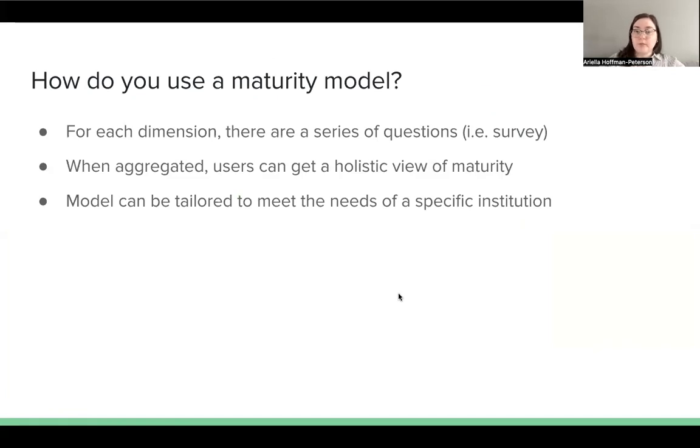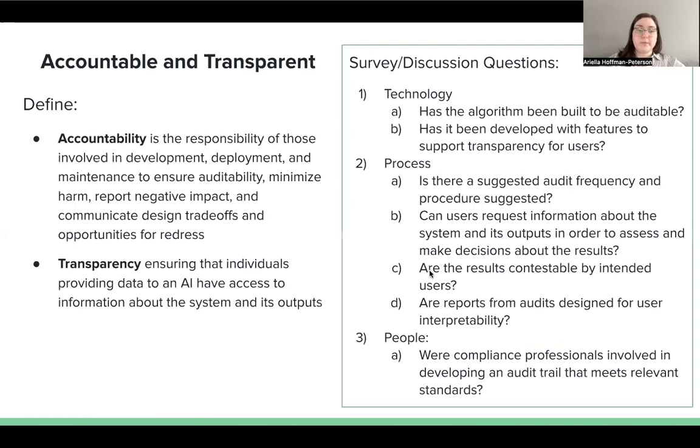How do you use a maturity model? Again, we created a set of survey questions to ask a team to think about whether this particular tool is meeting areas of maturity on the trustworthiness features we've just established. And when you look at this in aggregate, you can see a holistic view of maturity. And each model can be tailored in different ways to meet the needs of the specific team or institution.